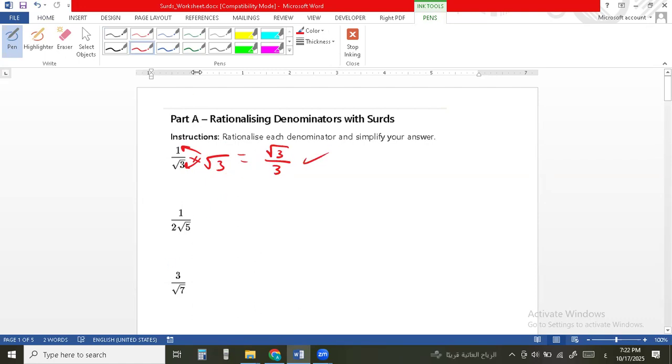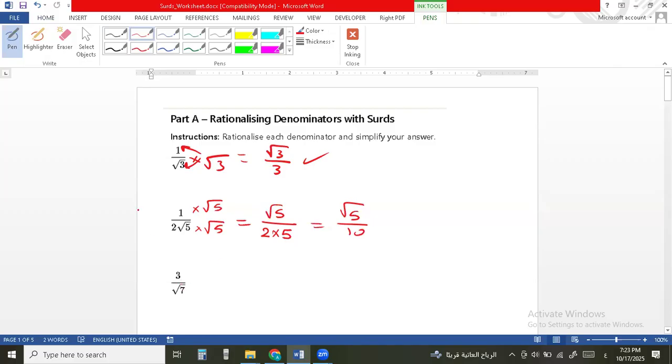All right, the next one, what are we supposed to do? You're supposed to do the same thing exactly. I got a root of 5 down there. I need to get rid of it. So what am I going to do? I'm going to multiply by root of 5 down, root of 5 up. Root of 5 times 1 is root of 5, over 2 stays the same. Root of 5 times root of 5 is just 5. So it is root of 5 over 10. And this way, I rationalize the denominator.